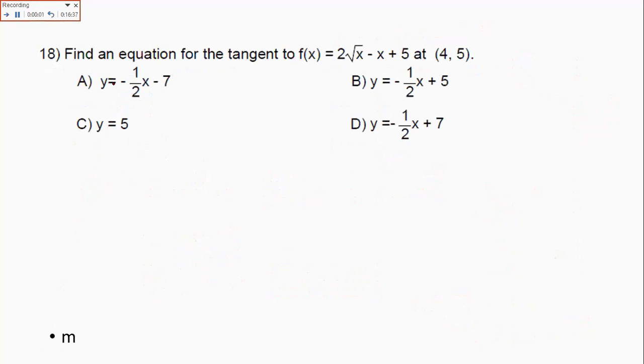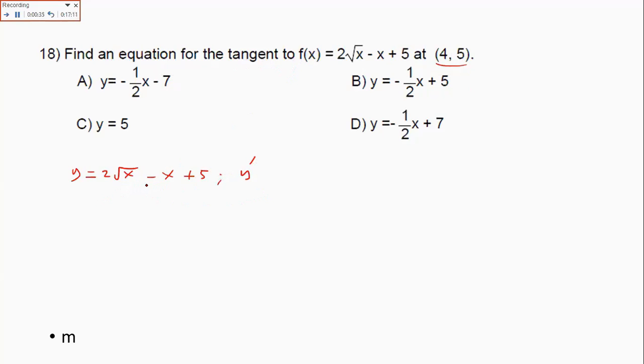Now we go to number 18. Find an equation for the tangent to f of x equal to 2 square root of x minus x plus 5. So let's just document it. y is equal to 2 square root of x minus x plus 5, and we have a point. They're telling us to find the equation of the tangent, so what do you think we have to do?